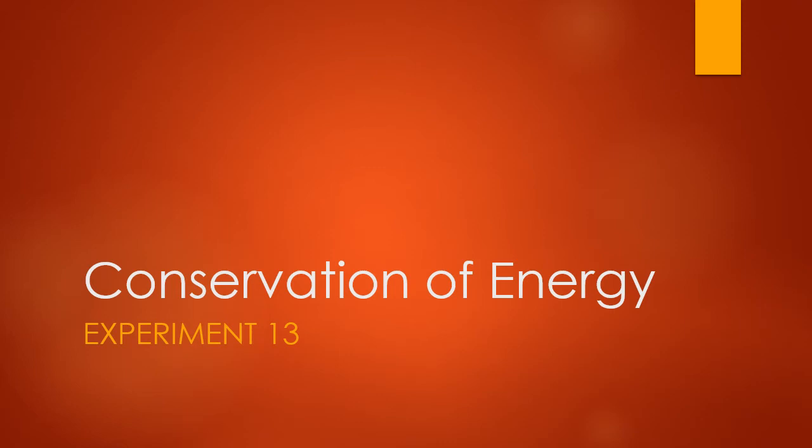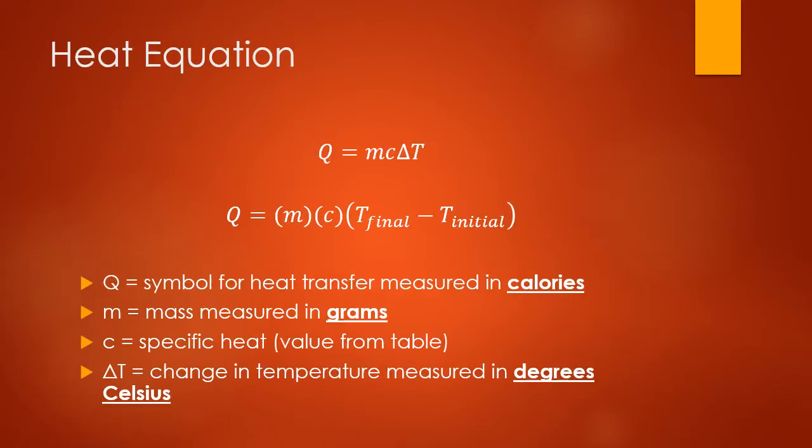Experiment 13, we will be exploring the conservation of energy. More specifically, we're going to be looking at the conservation of heat energy. In order to do this, we need the heat equation. The heat equation is Q equal to mc delta T. This translates to the next equation, which has Q equal to mc, and then instead of delta T, we have T final minus T initial.